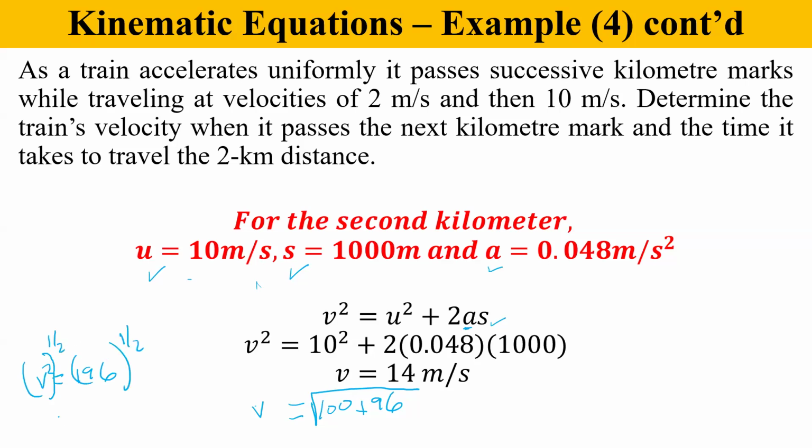The root is a half, so it means that 2 times a half gives you V, and the 1/2 index is really the same thing as the root sign. For those who don't remember, right? So now you just take the root of 196 and then you get your 14. So you get your 14 and that is meters per second, right? So that is how you do it.